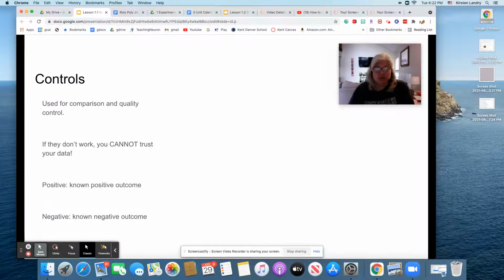But if they don't work, so if my result is not what I expected for the controls, you really can't trust your results in your experiment.